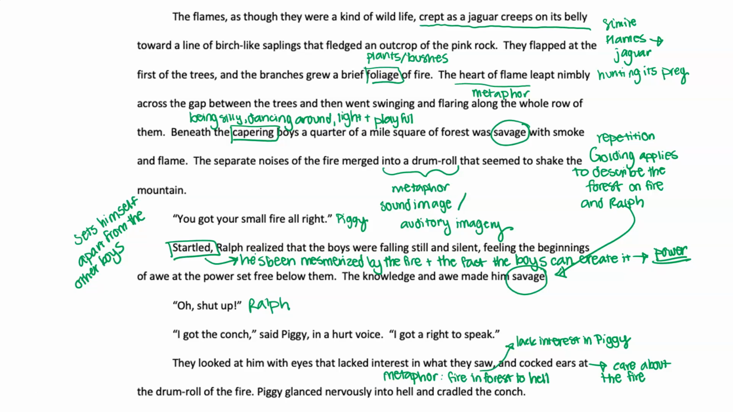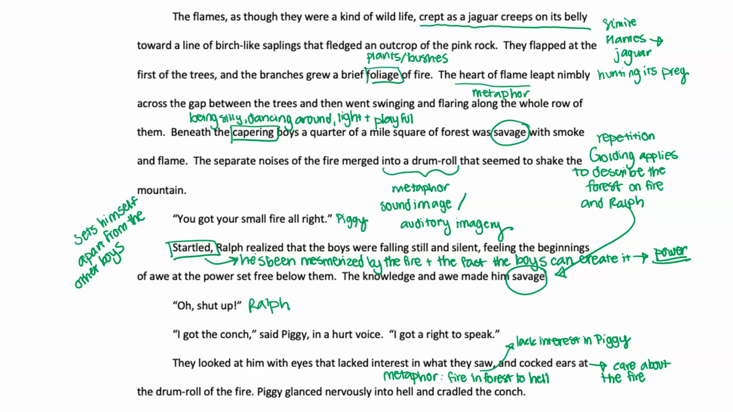Okay, so let's take a look. So see all of these annotations? I would never expect that you're annotating a page of chapter 6 of Lord of the Flies the way that we've annotated this, to the level that we've annotated this. But when we're doing a close reading, that's what we're doing. We're looking almost on a sentence by sentence, word by word basis and writing down everything that we notice.